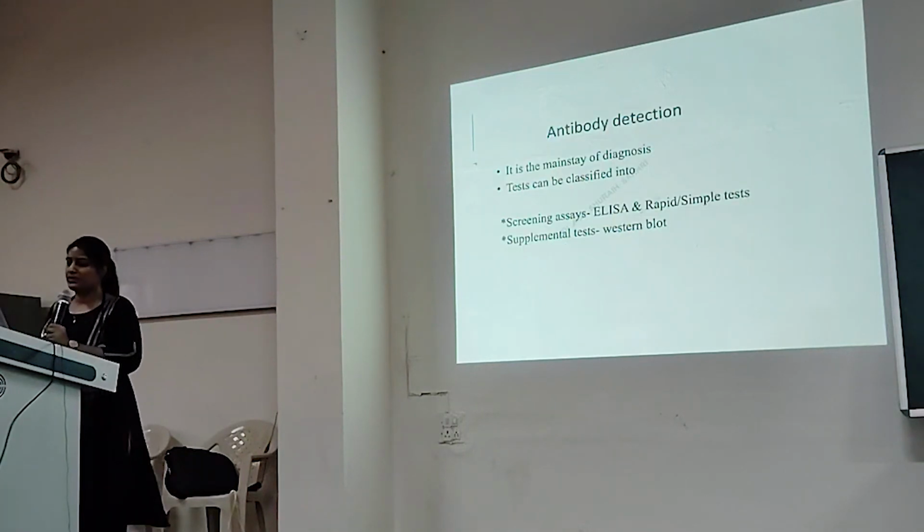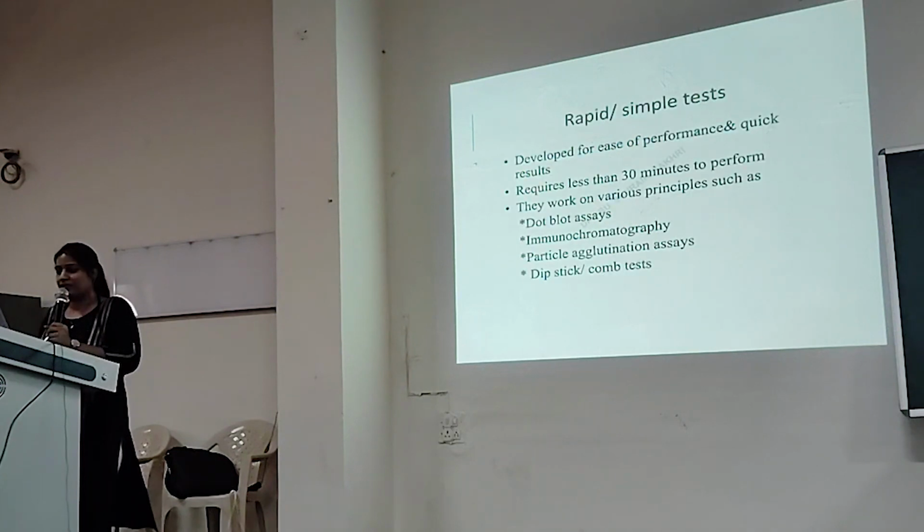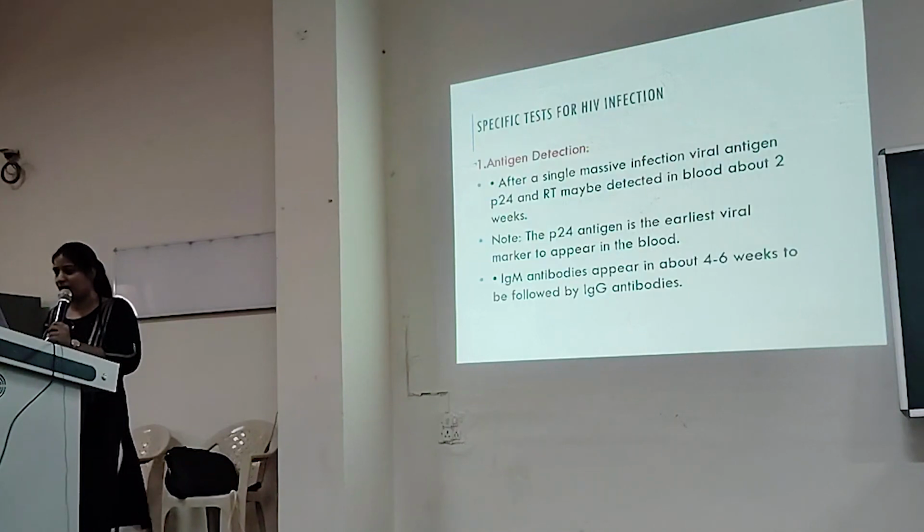Antibody detection can be done by ELISA, simple or rapid tests, and Western blot test. Rapid and simple tests require less than 30 minutes and they are non-specific. They use principles like dot blot, immunochromatography, dipstick and so on. These are not important. The important specific tests for HIV are the antigen test. P24 is the main antigen, and it is the earliest detected in HIV.